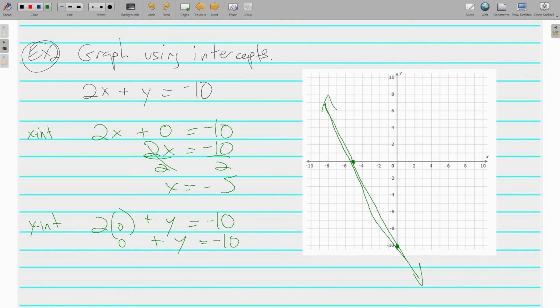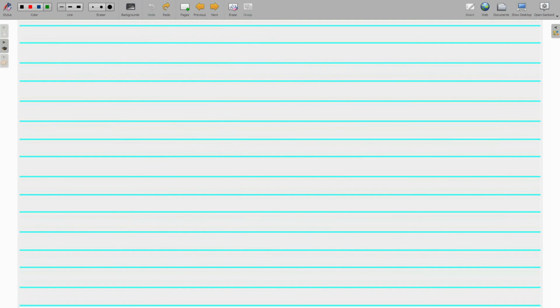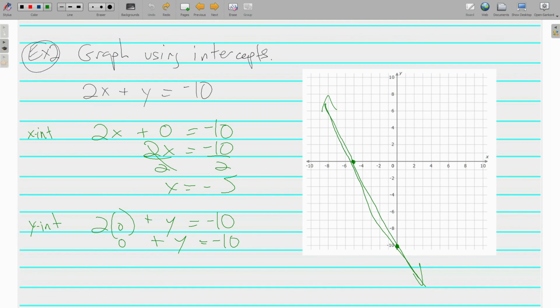You get the idea. We find out where the line crosses the graph by plugging in 0 for x or 0 for y for the different intercepts. And yeah, that's it. That's all I have for you. Graphing using intercepts. If you have questions, write them down. We'll talk about them soon.